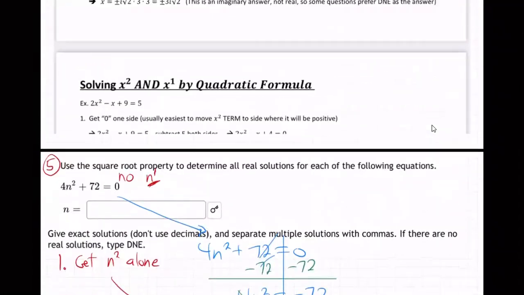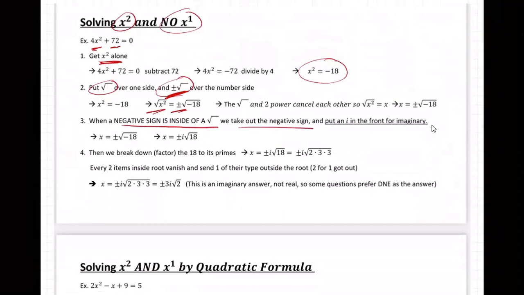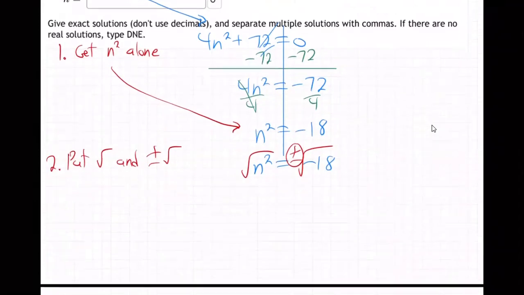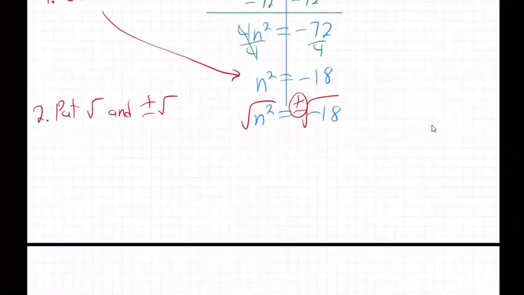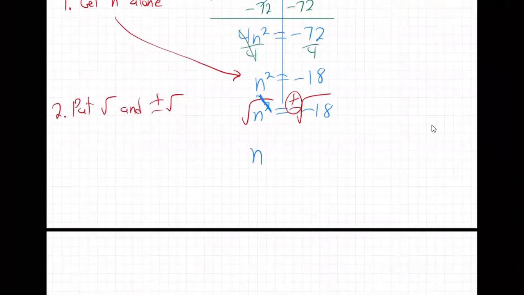Okay, what do we do from there? Well, if you look at the instructions, it says when there's a negative sign inside of a root, we take out the negative and put an i, because it means imaginary. You can't have a negative in a root. That's imaginary. That's not real. So this cancels, and it just becomes n is plus or minus, and then that negative comes right to the front as an i. So it's i, and now it's just a regular 18. You see what happened there?